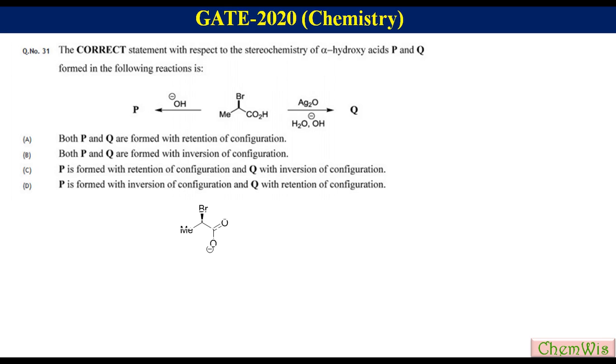In the absence of silver ion, hydroxide ion acts as a strong nucleophile and attacks the chiral carbon via SN2 mechanism, which leads to the formation of hydroxycarboxylate with the inverted configuration, which after acidic workup gives the corresponding hydroxycarboxylic acid.